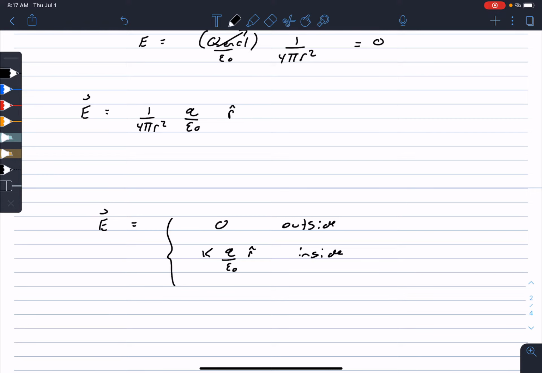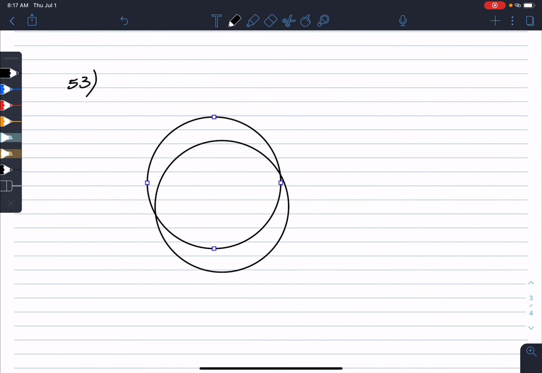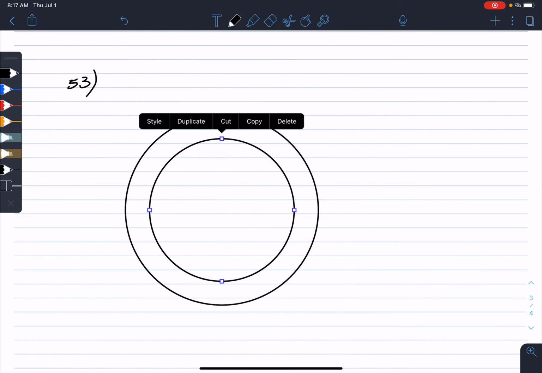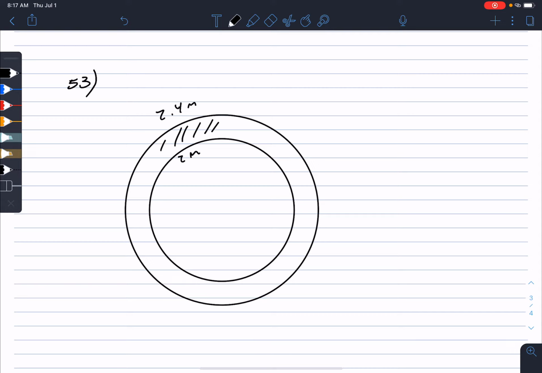All right. Next problem is number 53. This one's similar, but it's a little different. Here we actually have 2 shells, and the conducting material has some width. So this is 2.4 meters, this is 2 meters. This is conducting material in here. We have a charge that's negative 2 nanocoulombs in here, and 3 nanocoulombs here.